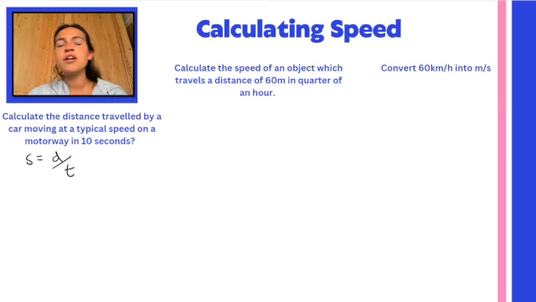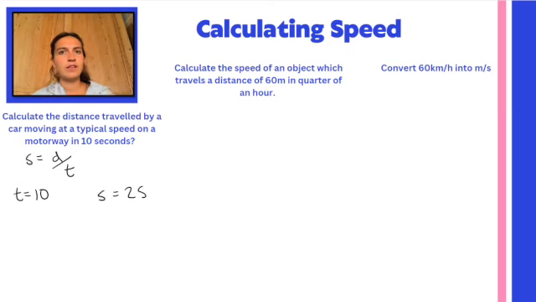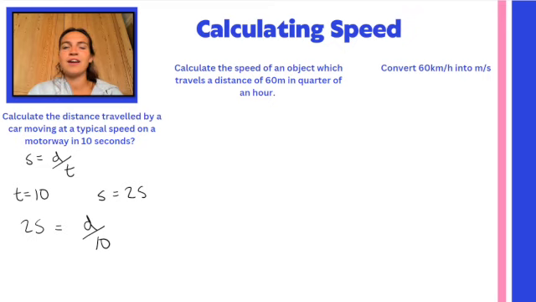Now I'm going to look at my question and see which variables I can pick out. So I've got my time, t, is equal to 10. And then I want to know what my speed is as well. Since it is the typical speed of a car on a motorway, I should know that that's roughly 25 meters per second. Okay, then I'm going to write those two variables into the correct part of my equation so that I get 25 is equal to my distance divided by 10.